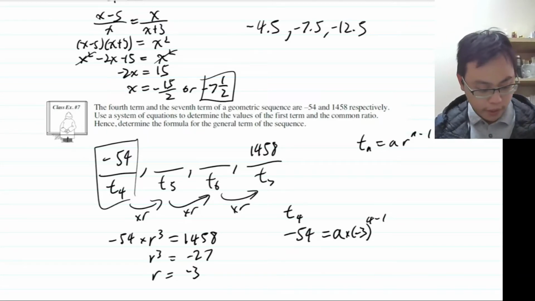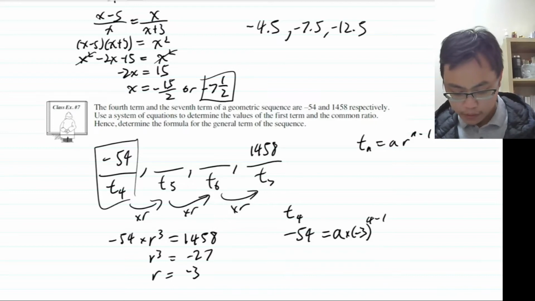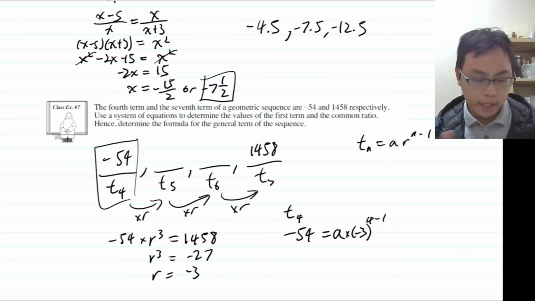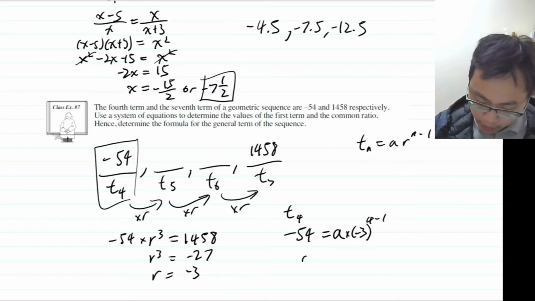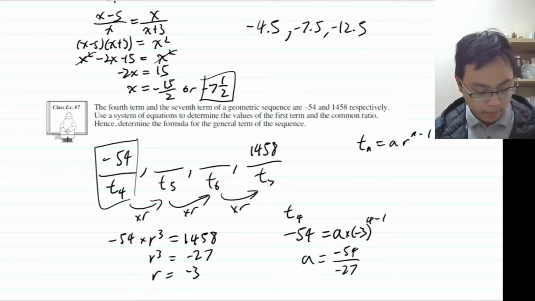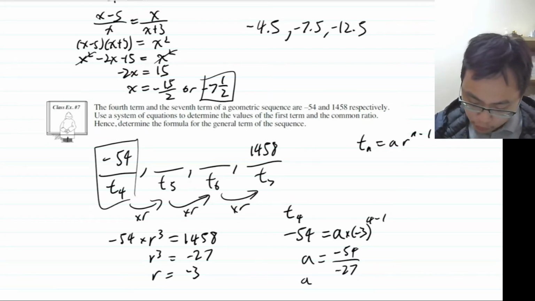Negative 3 to the power of 4 minus 1, which is to the power 3. Negative 3 to the power 3 will give me negative 27. And so a is equal to negative 54 divided by negative 27, and that will give us a value of 2.